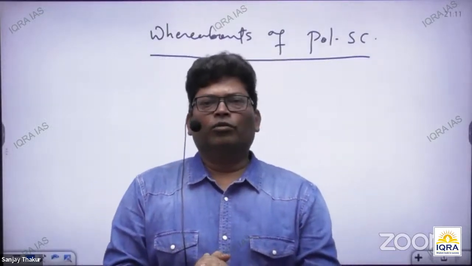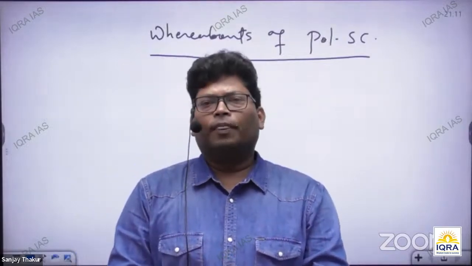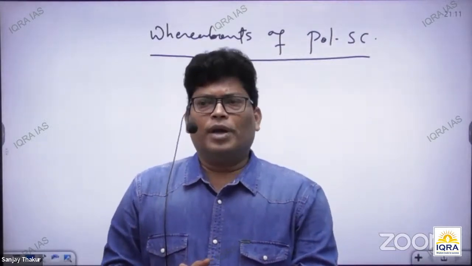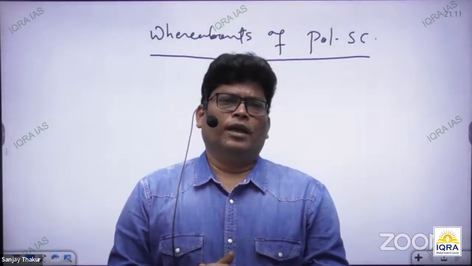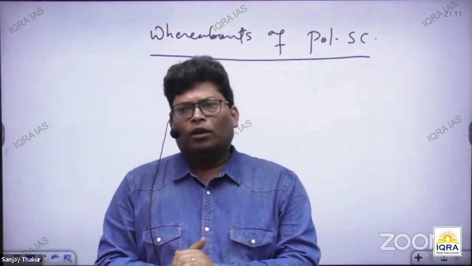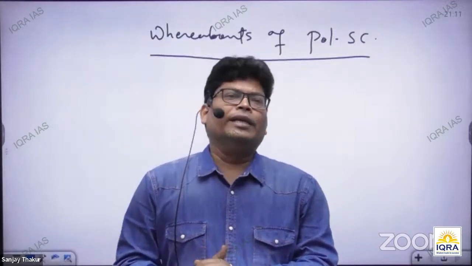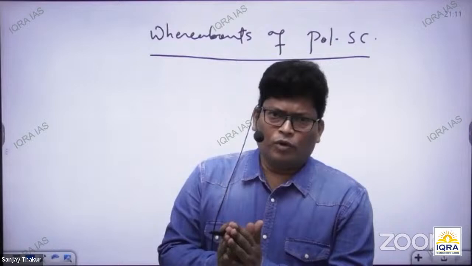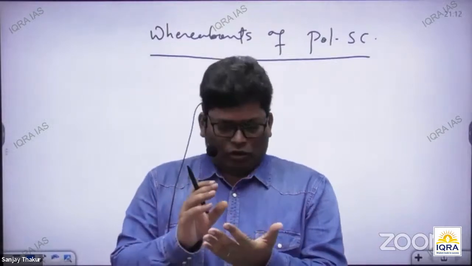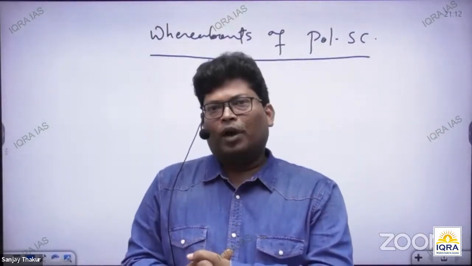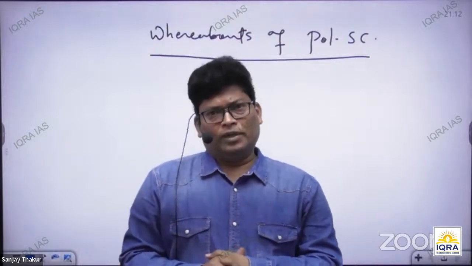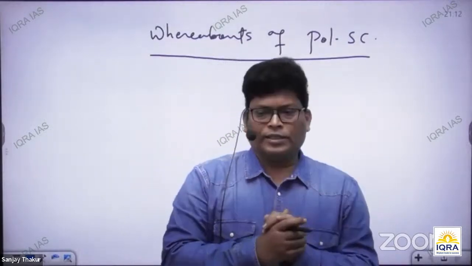Similarly, if you look into the second paper of PSIR optional, it also has two distinguished components. Component A is all about comparative politics and the theories of international relationship. The second part is about global politics as well as India and world. So the two highlighted components in part B of paper two are global politics plus India and world. The second dimension of Part B, that is India and world, hugely overlaps with your general studies paper 2 syllabus, especially the syllabus concerning international relationship.